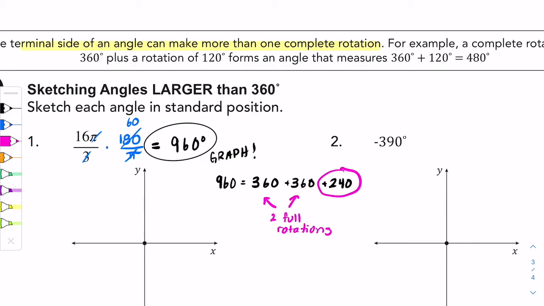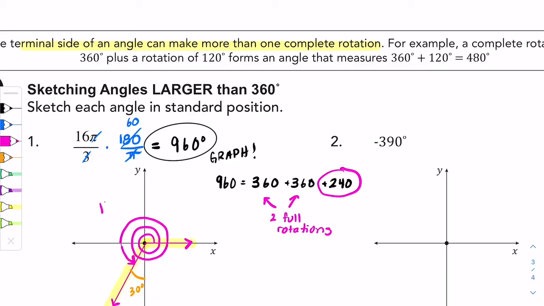So what do I mean by this? It means I graph my initial side, I rotate around the coordinate plane one full time, then one full time, then again for a second time, and then I rotate past that 240 degrees. 240 degrees is just shy of 270. In fact, it's shy by a value of 30 degrees. So that is what an angle looks like that is larger than 360.